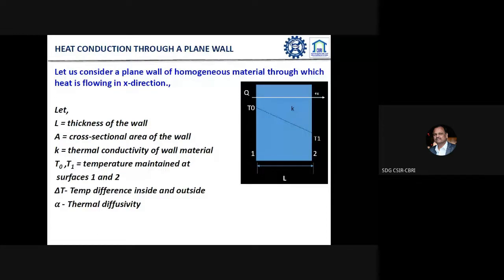So how can we find out that steady state? If we consider a simple one-dimensional problem, then this is your wall component, where heat is flowing in from one side. T0 is the temperature outside, T1 is the temperature inside. As the temperature outside is higher, the heat passes from the higher side to the lower side, and we consider that it is passing through this. So in the case of steady state, if the temperature is constant, obviously we get a linear profile. So how can we get this?